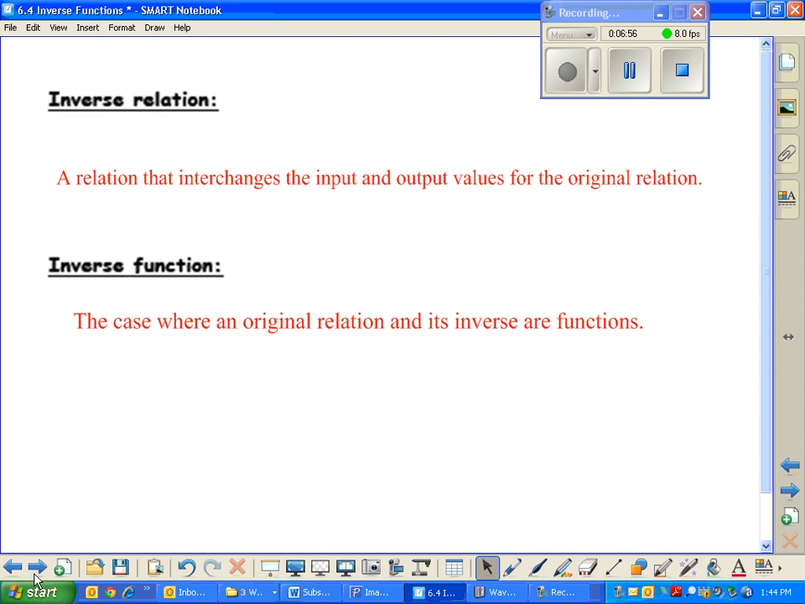An inverse function is a unique type of inverse relation. It's an inverse relation that happens to be a function. It's the case where your original relation and then that inverse are both functions.